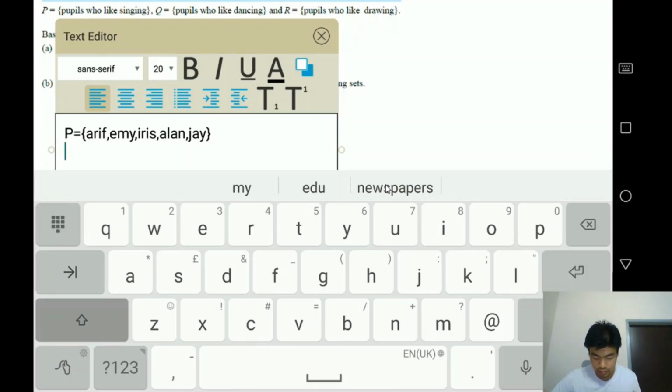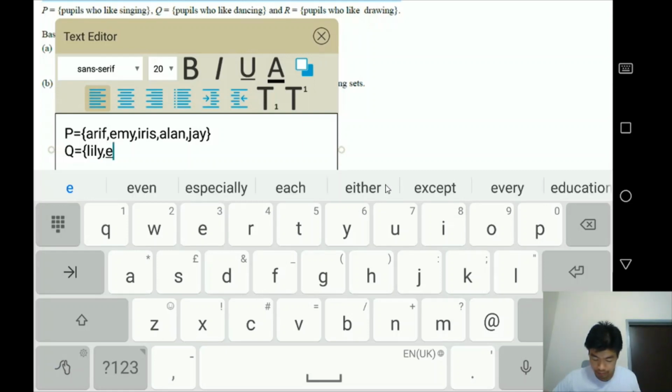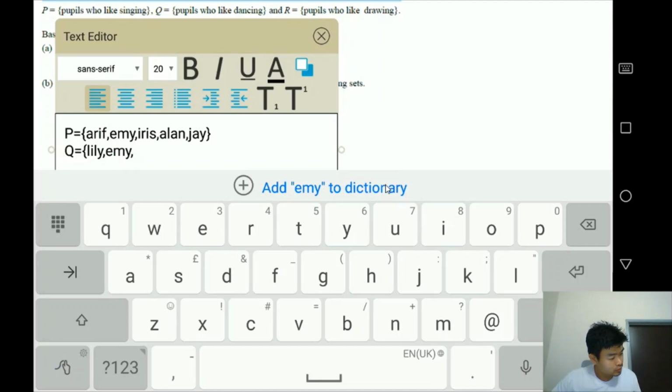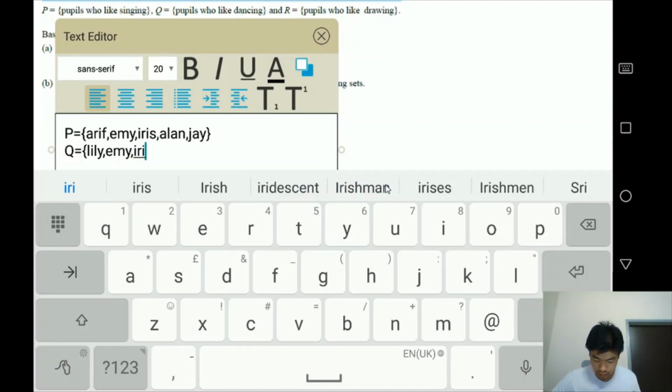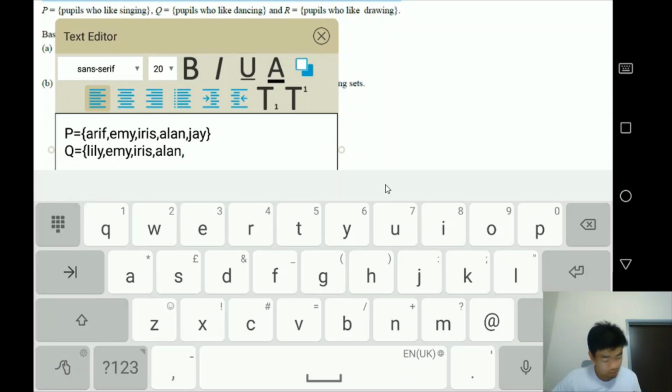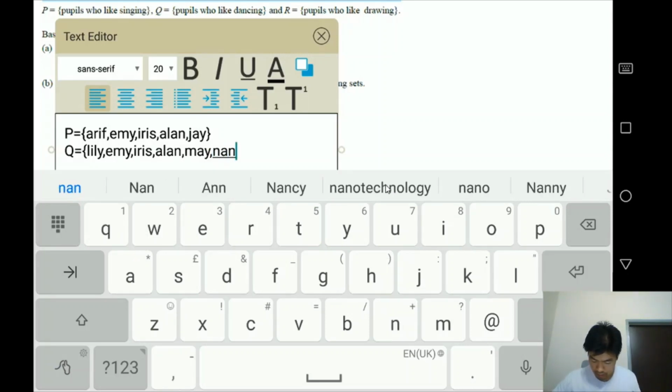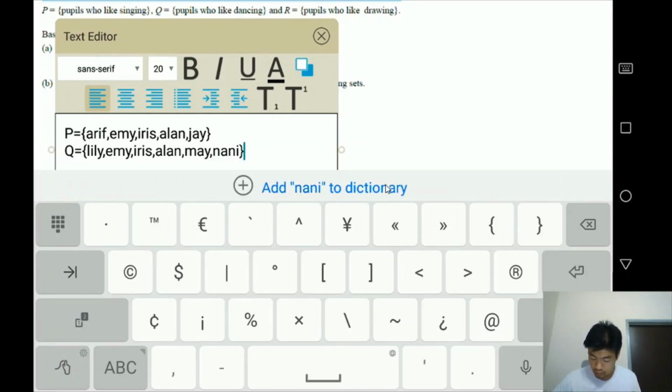Okay, set Q. Set Q is the pupils who like dancing, right? Dancing. Lily, comma, Amy, Iris, Ellen, May, Nani. Right? There you go.